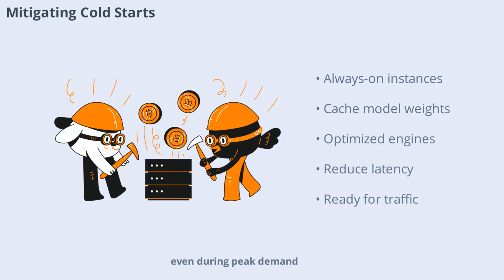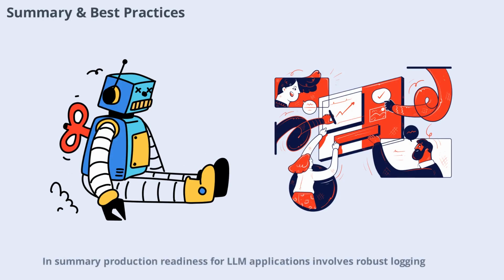Summary: production readiness for LLM applications involves robust logging, monitoring, prompt versioning, secure data handling, and resilient deployment strategies. By following these best practices, such as using OpenInference, implementing guardrails, automating regression testing, and optimizing for scale, you can ensure your AI systems are reliable, secure, and ready for enterprise use. Stay proactive, monitor continuously, and iterate rapidly to keep your LLM deployments at the cutting edge.